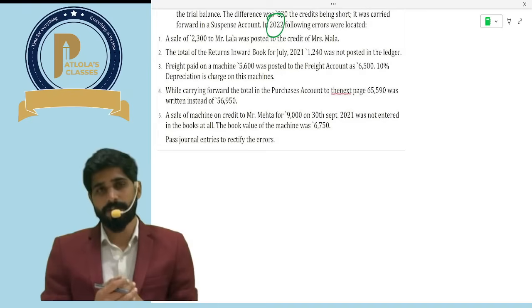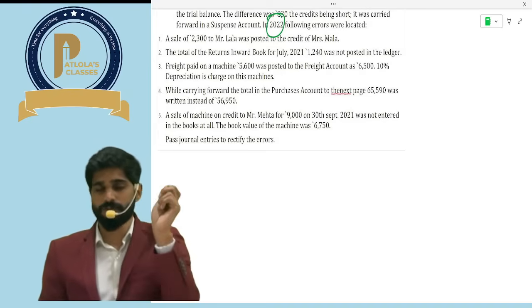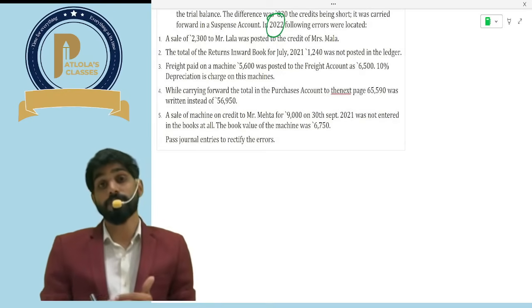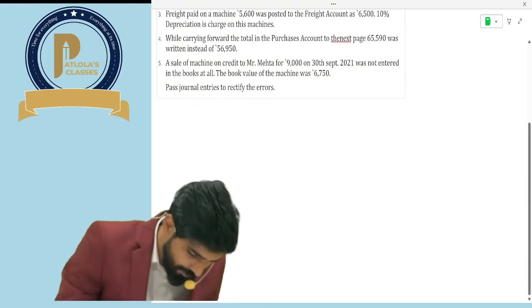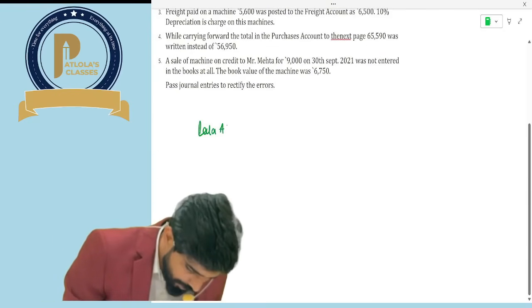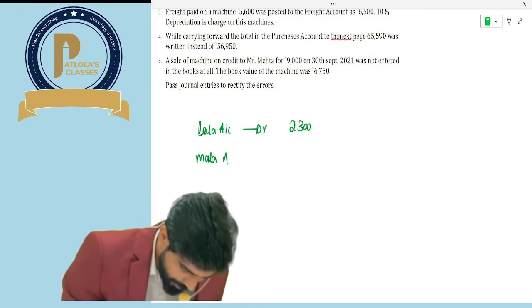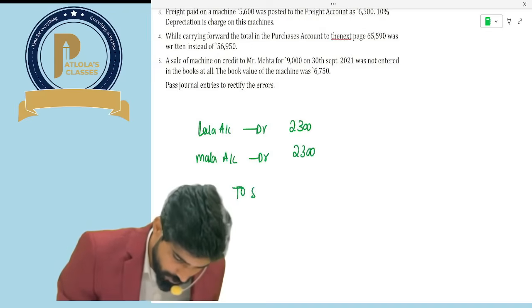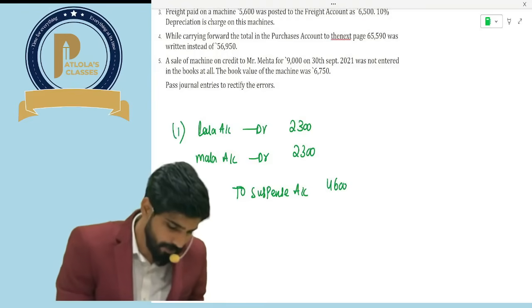Now that we are rectifying the error, suspense should be cancelled, and actually we need to debit Lala account. So we are going to debit Lala account, and we need to cancel Mala account which was by mistake credited, now by debiting it. So the rectification entry will be Lala account debit 2300, Mala account debit 2300, and suspense account credit. How much will be suspense account? 4600. Okay, this is the first one.